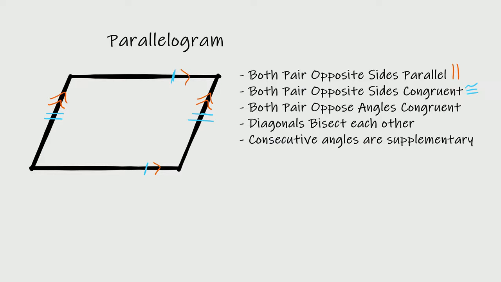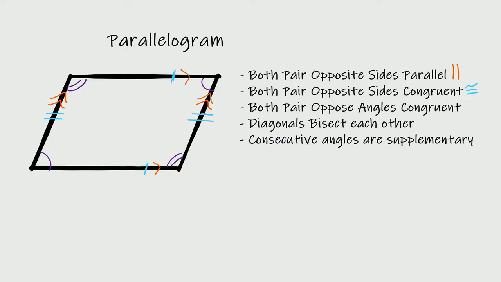The other thing that it says is that both pairs of opposite angles are congruent. Opposite doesn't mean next to each other. Opposite means straight across from. So it says those two are congruent to each other, and these two are congruent to each other. That's what it means by opposite angles are congruent to each other.